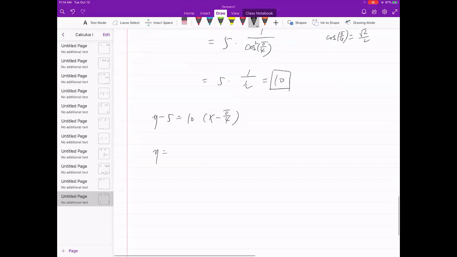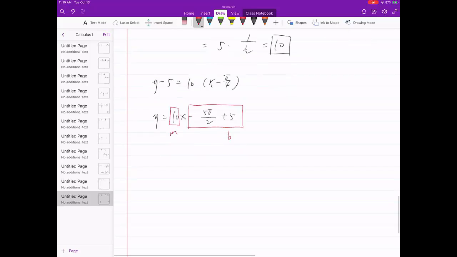And finally, this will be your m. The thing with a negative sign is going to be your b. Cool. Other questions? All right.